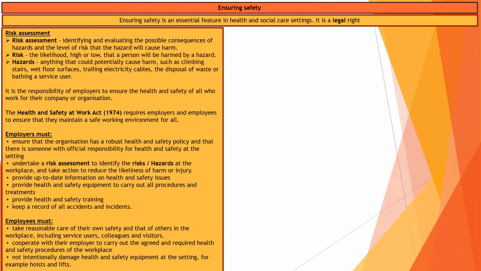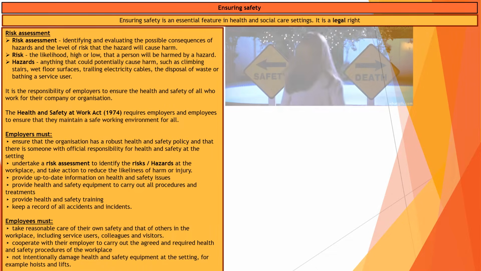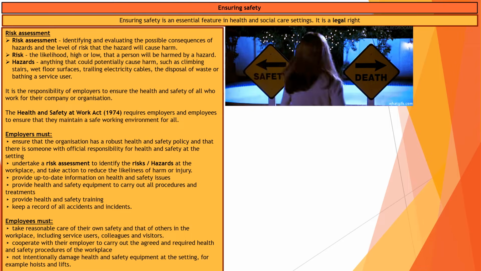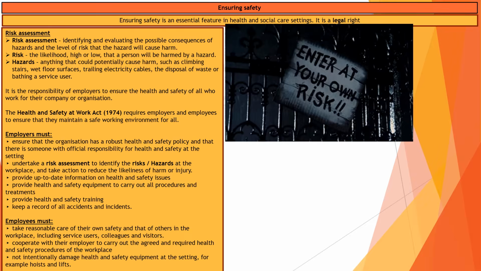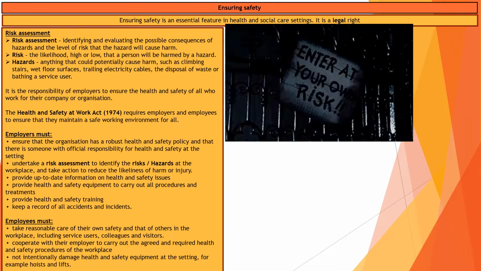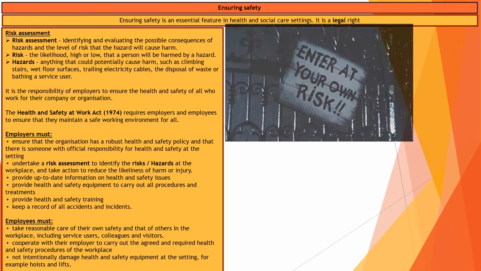The first of these is a risk assessment. The first thing most healthcare settings, or all healthcare settings, do will be a risk assessment. Now, a risk assessment is basically a way of identifying potential risks or hazards that could cause harm to an individual in your setting, and then putting actions in place to reduce the impact of that risk. A risk is essentially how likely someone is to come to harm from a hazard.